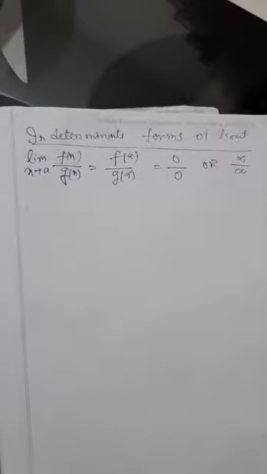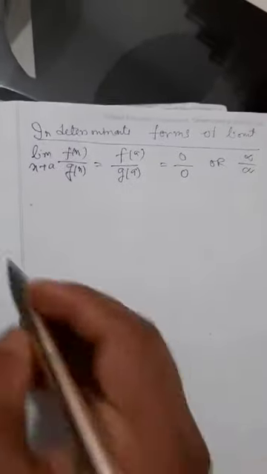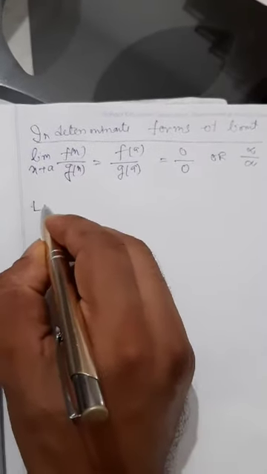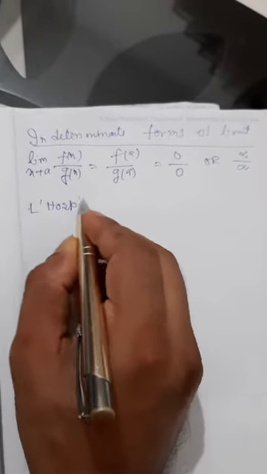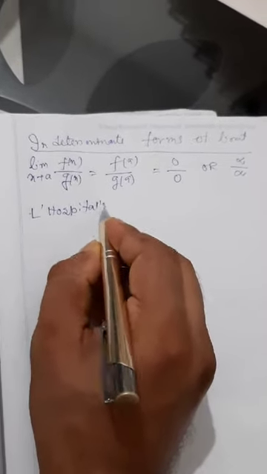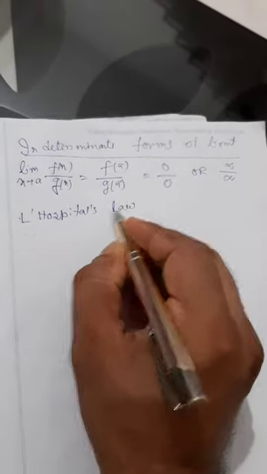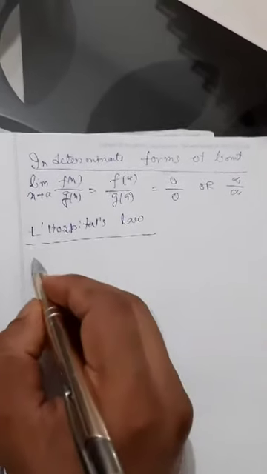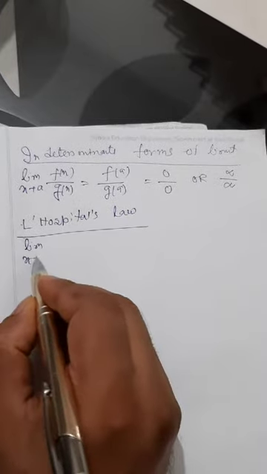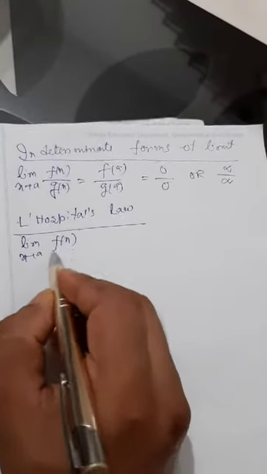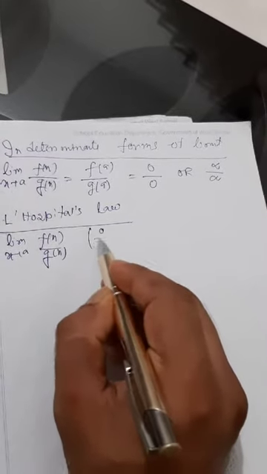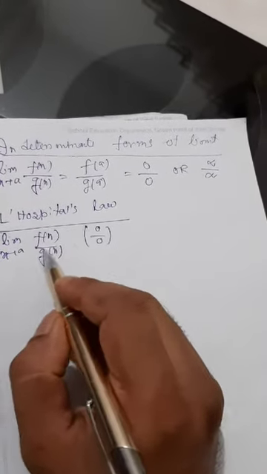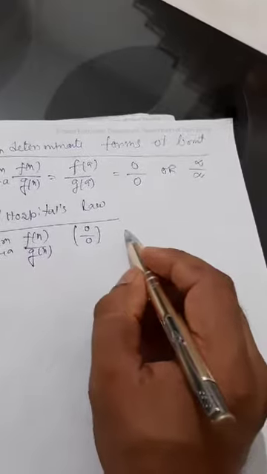Now how can they be solved or evaluated? By L'Hospital's law or L'Hospital's principle. So what is L'Hospital's law? Suppose we have the sum limit x tends to a, f(x) by g(x), and when you put x equals to a there, it becomes 0 by 0, or infinity by infinity, whatever.